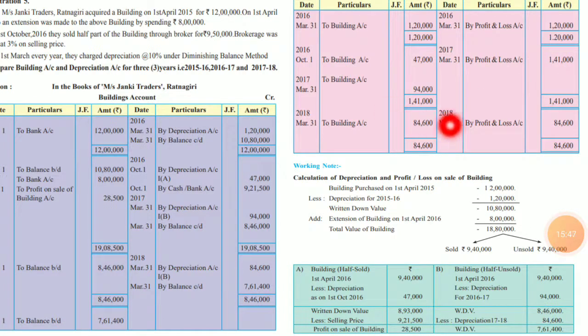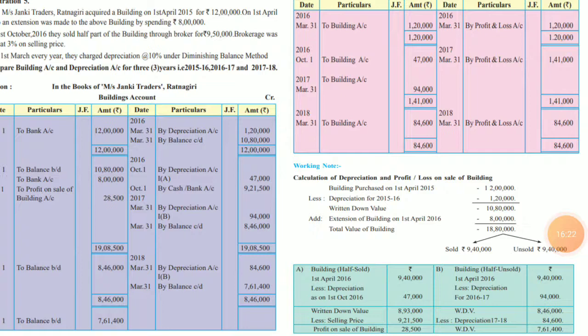Now the remaining unsold building, the depreciation is 84,600. So 2018 March 31 to building account 84,600, and at the year end we have to transfer it to the profit and loss account. So 2018 March 31 by profit and loss account 84,600. Total on both the side 84,600. So this is how you are supposed to prepare a depreciation account.